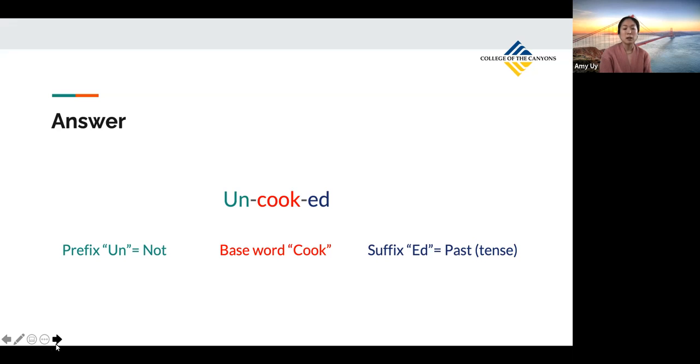If it is raw and unable to be eaten, if we cook it and put it over heat, then we can eat it. So that's attached to the prefix un, which means not, and the suffix ed. And the suffix ed gives it the grammatical function of being simple past tense and a past participle of the word uncooked. So this word uncooked means not having been cooked. So it is raw. We can't eat it.